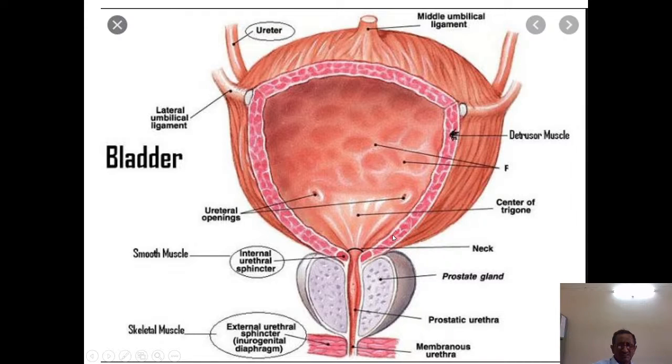So this is the trigone between the two ureters and the opening. Not much is described here. We are describing the prostatic part of urethra, then the prostate gland, the neck of the bladder, and then we are showing the internal trigone between the neck of the bladder and the two ureteric openings. And of course, in the bladder wall, we are showing the detrusor muscle.